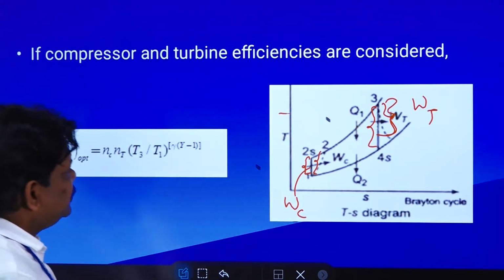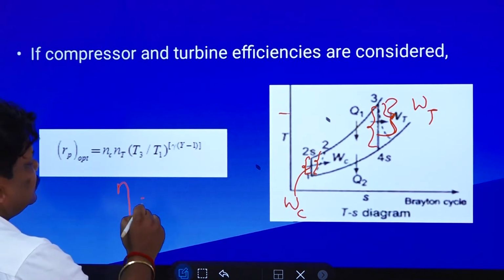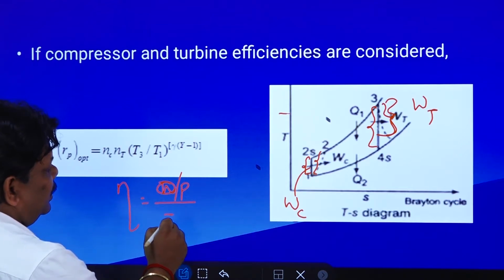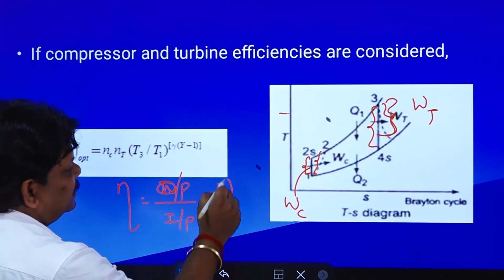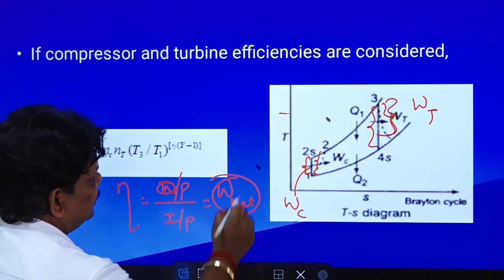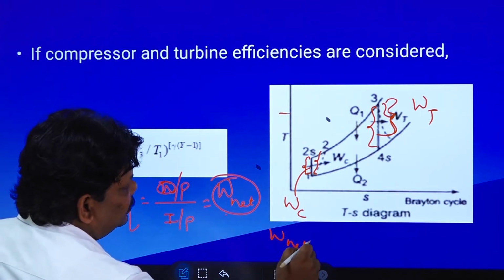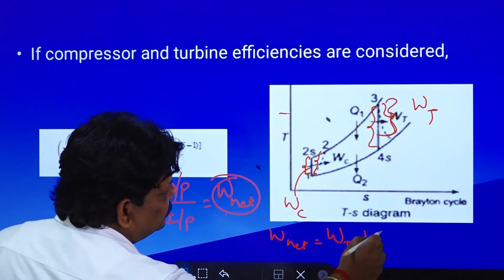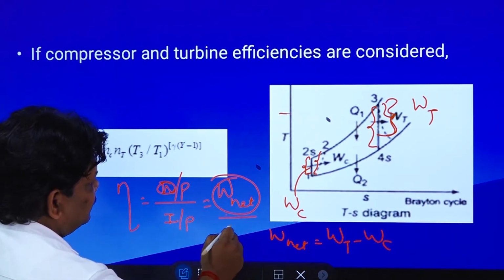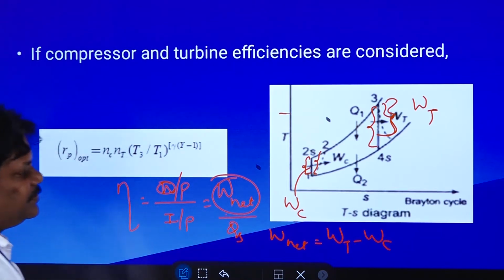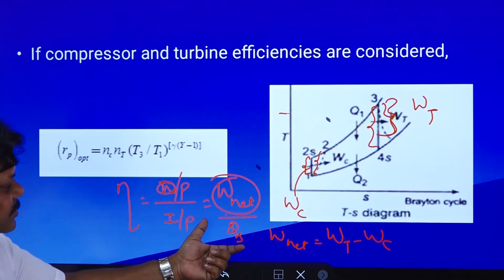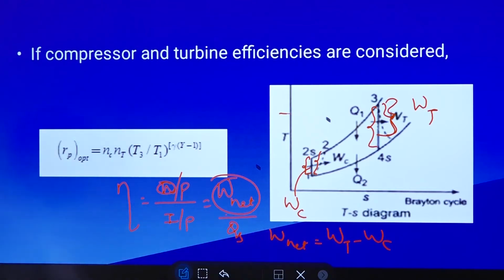When you want to find the efficiency, it is nothing but the output by input. The output is the amount of work done, that is the net work done. So what is the net work done? W net will be equal to W_T minus W_C. That is divided by the amount of heat energy that is supplied. So eta will be equal to W net by Q_s, that is (W_T minus W_C) divided by Q_s.